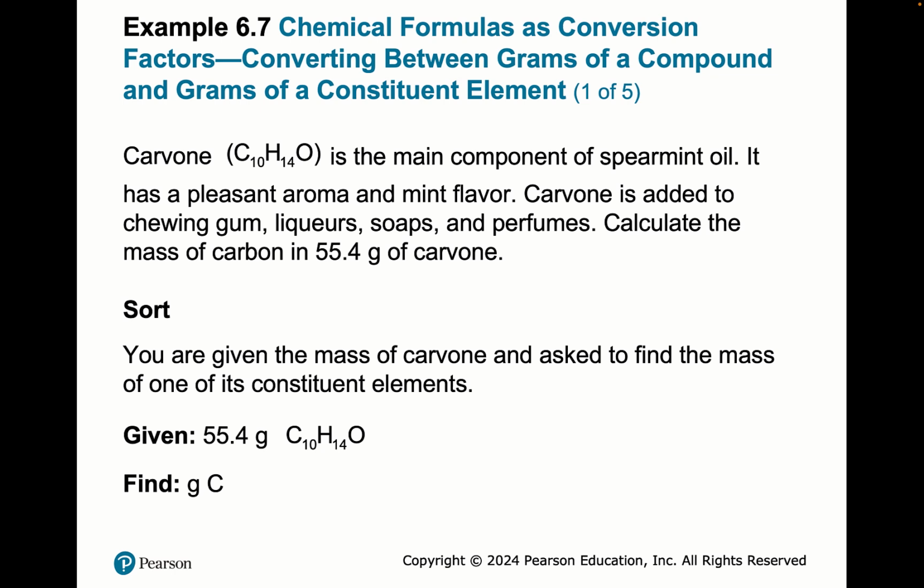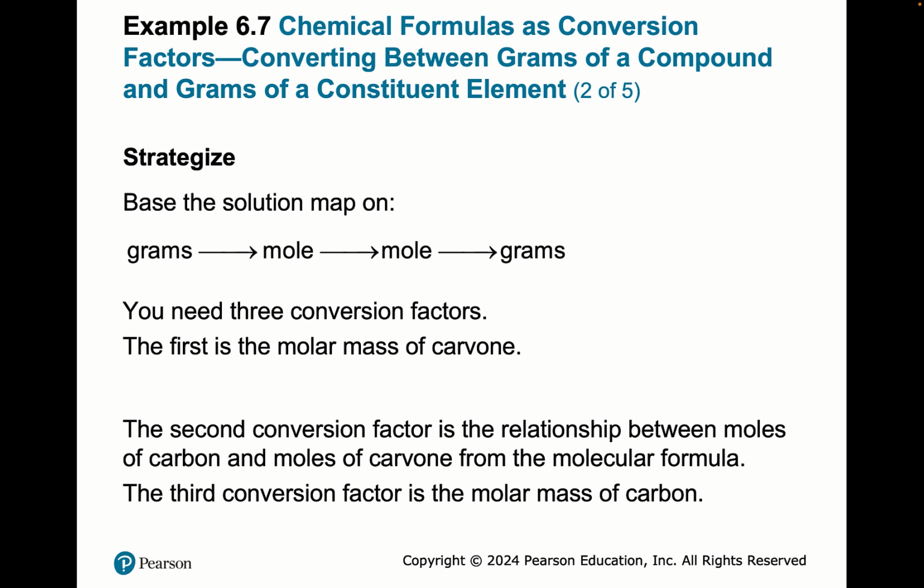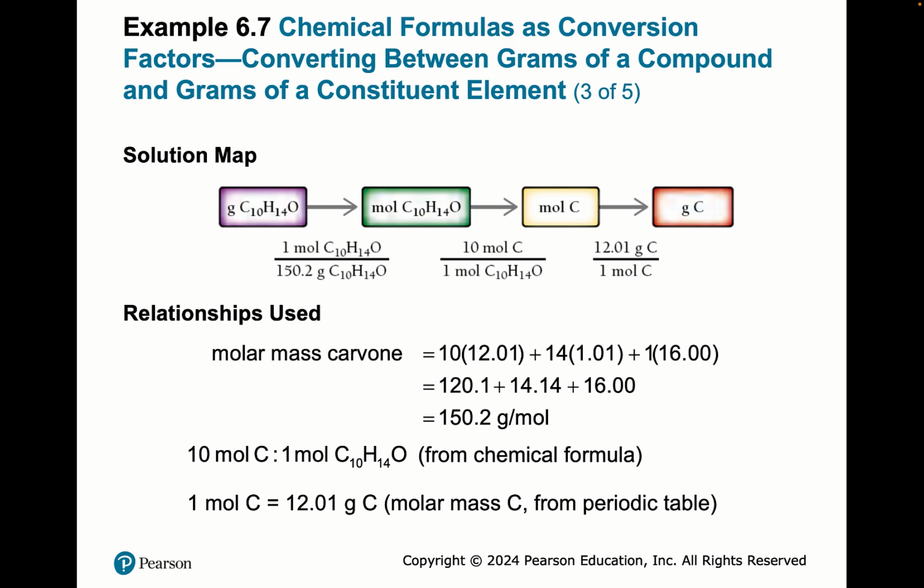Carvone is the main component of spearmint oil. It has a pleasant aroma and mint flavor. We need to calculate the mass of carbon in 55.4 grams of carvone. We're given the mass of carvone, and now we have to figure out how much carbon is in this. So we're going to have to figure out the number of moles of carvone, then the number of moles of carbon, and then multiply it by the atomic mass of carbon to get the mass of carbon.